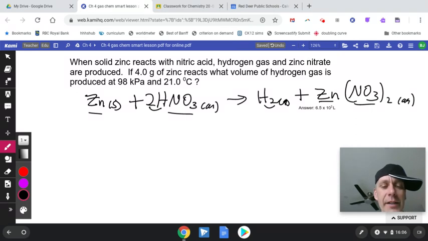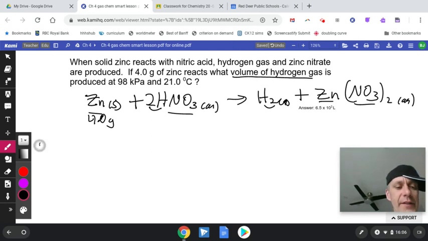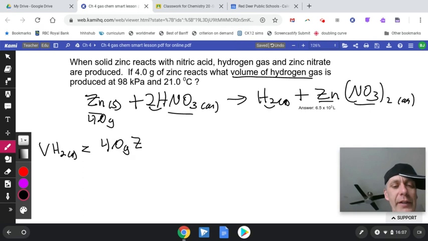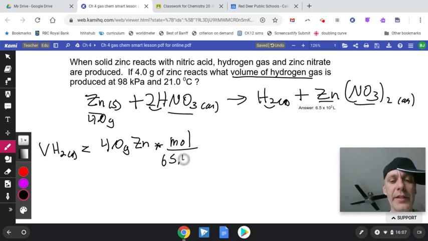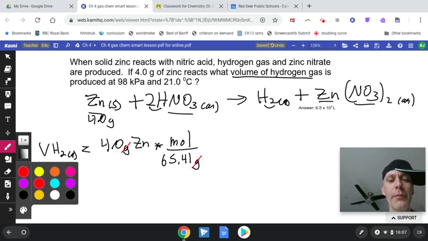So we have a mass of zinc, so that's our starting point. If we have the mass, we can turn that into moles using molar mass. And we're looking for volume of hydrogen gas. Okay, mass times molar mass to get us started. 4 grams of zinc. Molar mass of zinc is 65.41 grams per mole. I need to flip it and put the moles on top, 65.41 grams on the bottom. Cancel those out and we get moles of zinc.